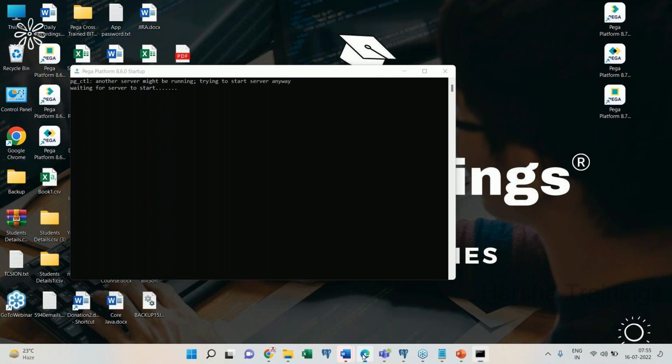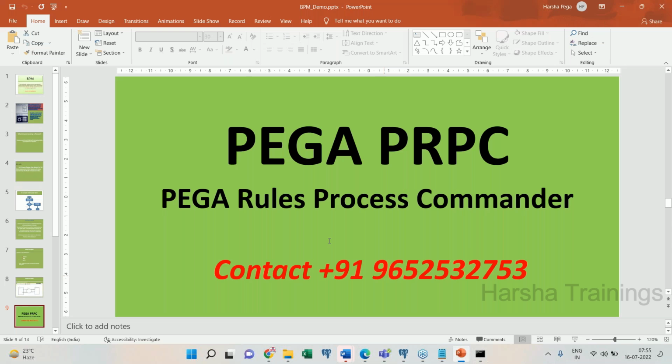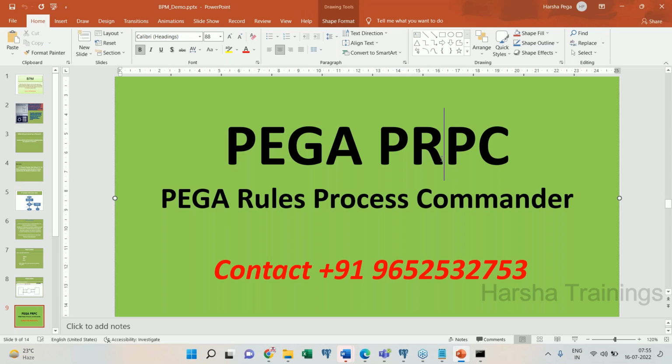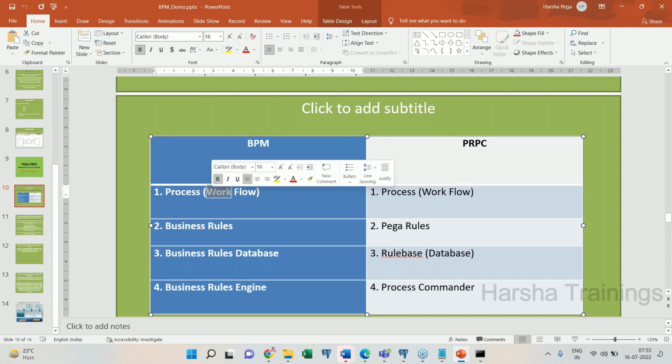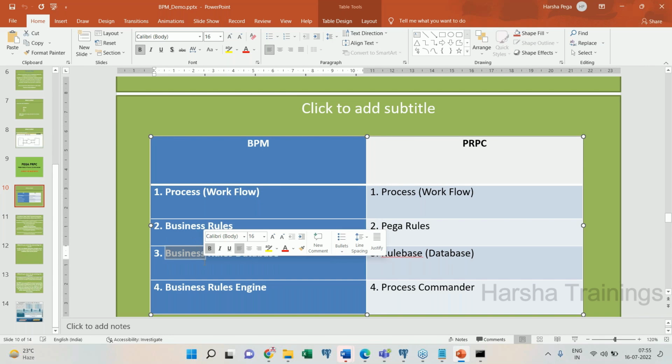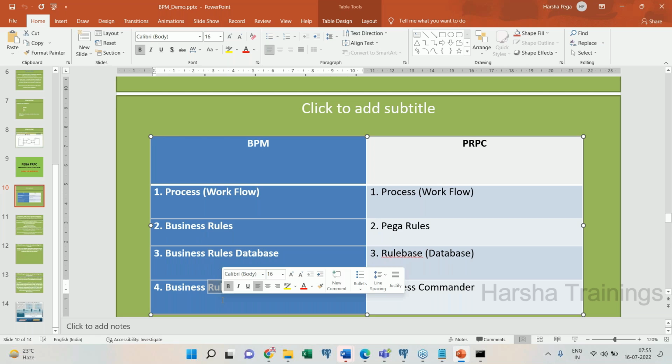So Pega Rules Process Commander is an application development environment provided by Pega. If it is developed using BPM methodology, it should have all the four components we have discussed, right? What are they? A high level process or workflow to design the transaction model, business rules, a business rules database, and a business rules engine. All four are available in Pega Rules Process Commander as well, but the naming terminology is different.